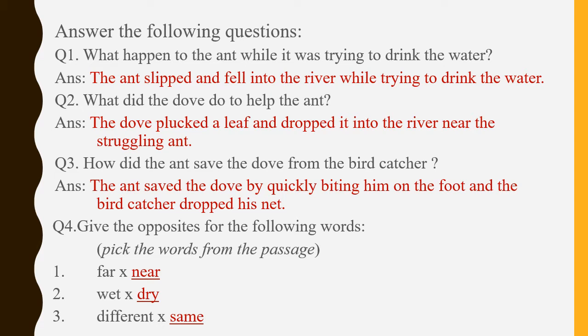Question number 2. What did the dove do to help the ant? Answer. The dove plucked a leaf and dropped it into the river near the struggling ant. You got that? Very good. Please check on your sentence formation and the spellings as well.